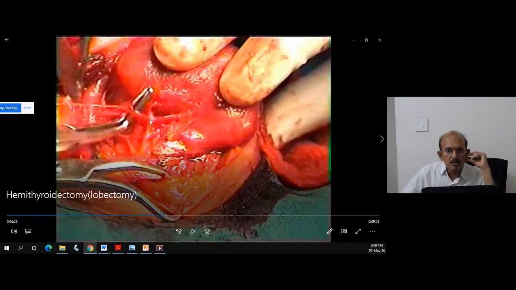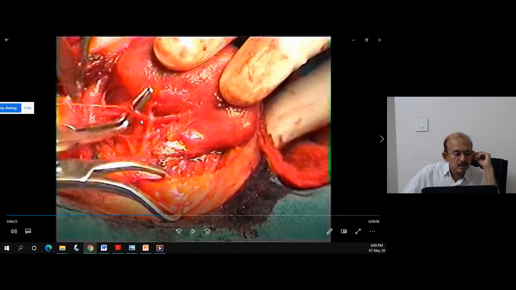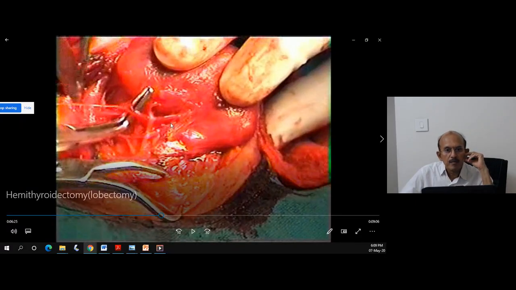So this is the recurrent laryngeal nerve. This is the inferior thyroid artery.